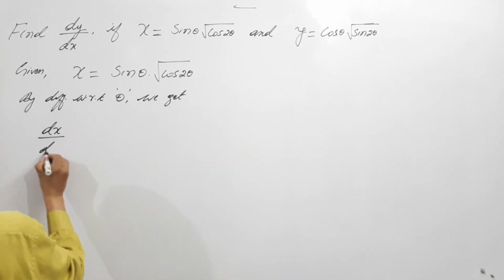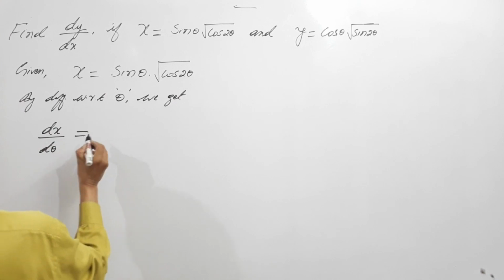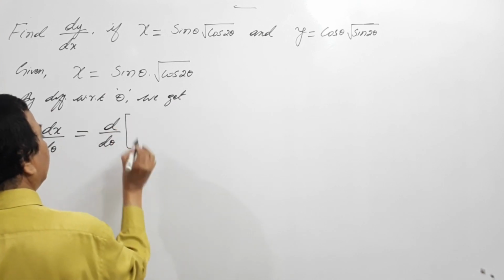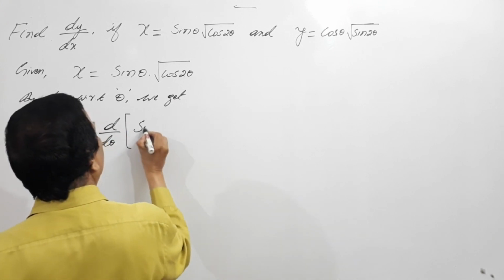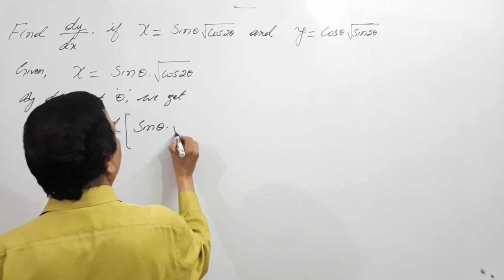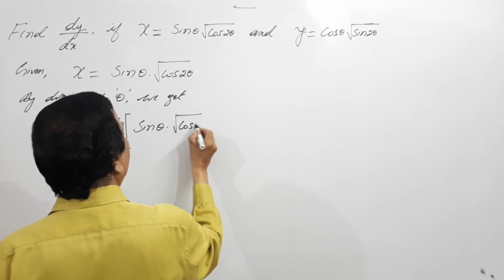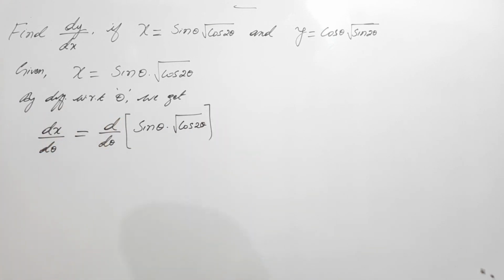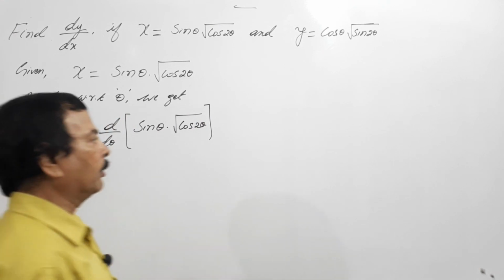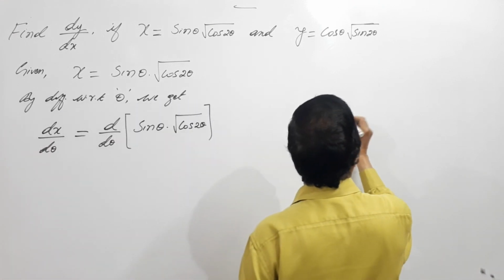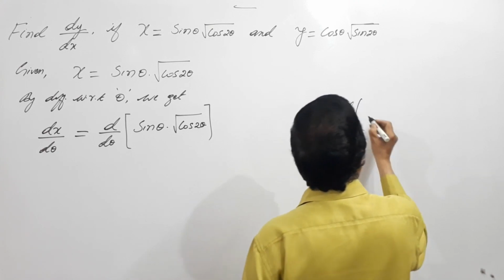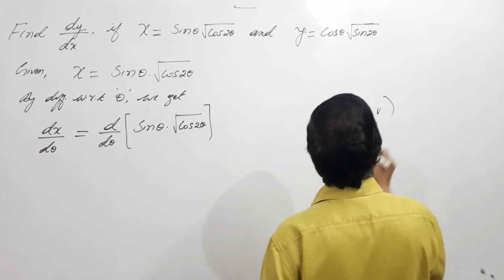dx by d theta equals what? d by d theta of sin theta into root of cos 2 theta. So let's use the product rule. I have taught you the product rule once again for those who have joined late. So d by d theta of u into v will be what?